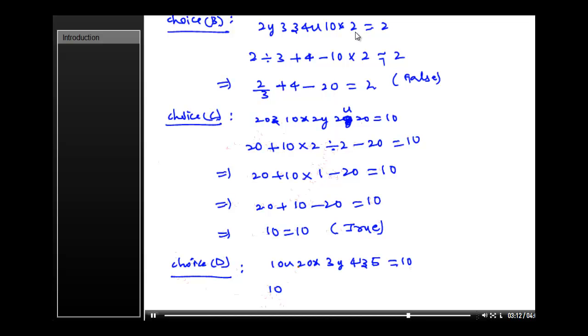This gives 10, U means minus 20, X means into 3, Y means divide by 4, and Z means plus 5 is equal to 10. This implies 10 minus 20 into 3 by 4 plus 5 is equal to 10. Here also clearly we get LHS as a decimal value. Since 3 by 4 is 0.75, the LHS gives you a decimal value and the RHS is a whole number. Therefore, it is a false statement. Hence, the required choice is choice C, which is a true statement.